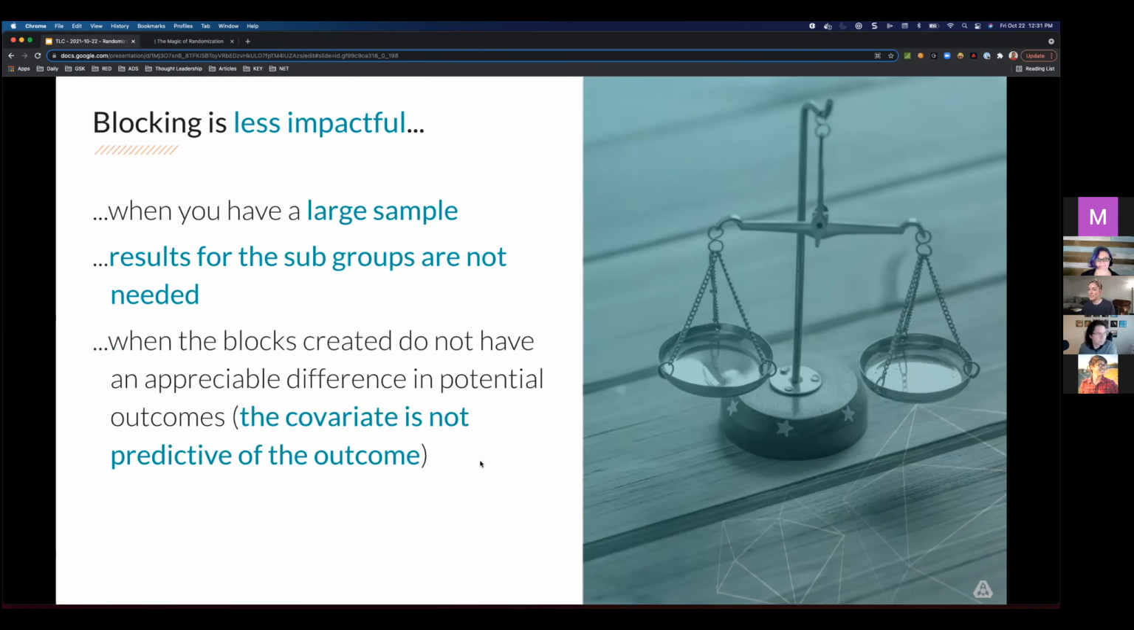And then the last one goes along the same lines that I was just discussing. If your covariate's not super predictive of outcome, then when you break it up into your different blocks, their potential outcomes, like starting points, are probably not that different between blocks. And so that means that you might not get much benefit from using blocking. Like you won't get as much increased precision as you may hope.